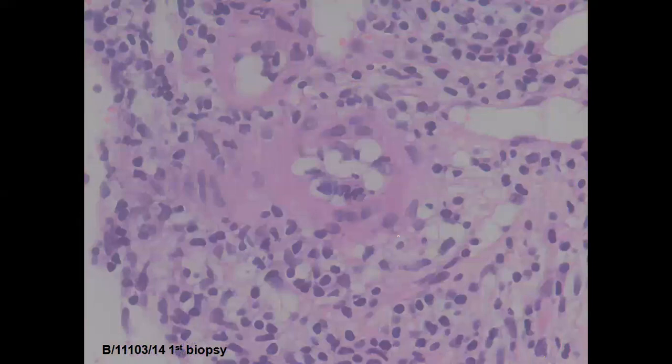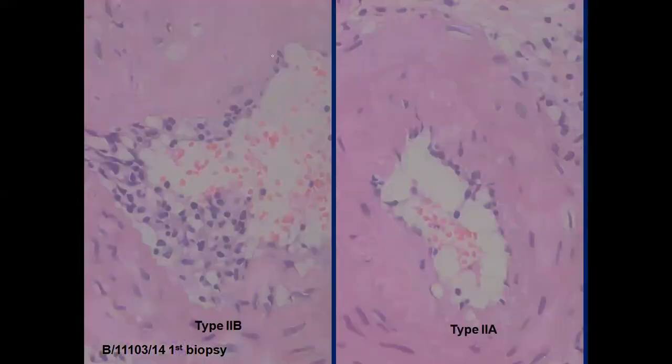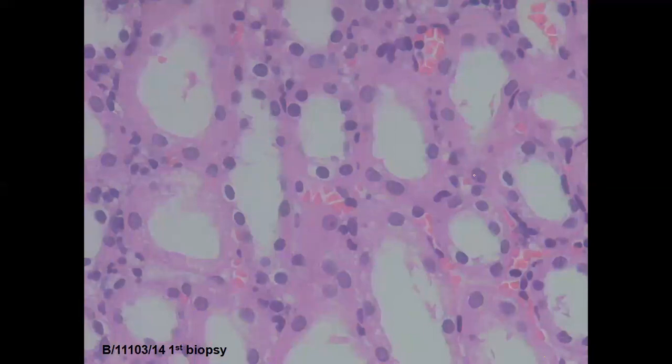There was a smaller vessel also, which was showing this lymphocyte in the endothelium. So there were 2 vessels, and similarly one more vessel with evidence of endothelitis. So this was a type 2B vascular rejection, and there was a type 2A, which I've already mentioned before. The PTCs were congested, but there was no PTC capillaritis as such.